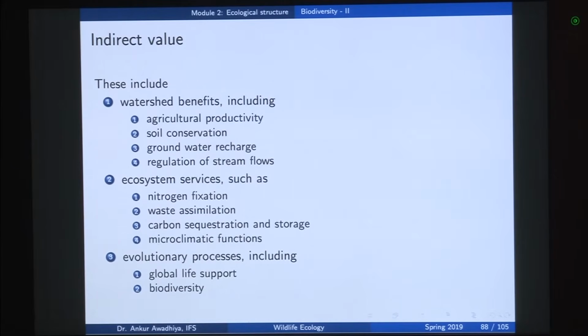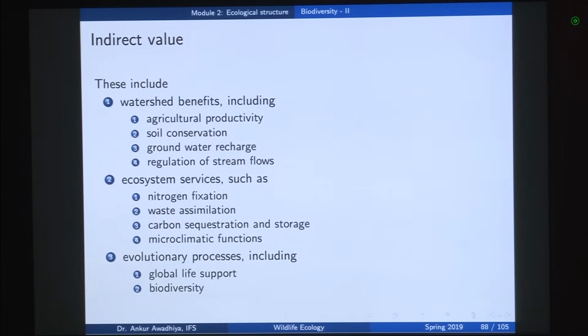Or things such as carbon sequestration. Now, we all know that we are in a period of global warming. A large amount of carbon dioxide has been released into the atmosphere and is currently also being released into the atmosphere. So, we are observing the greenhouse effect, because of which the earth is warming up, and we are seeing climatic consequences of that.